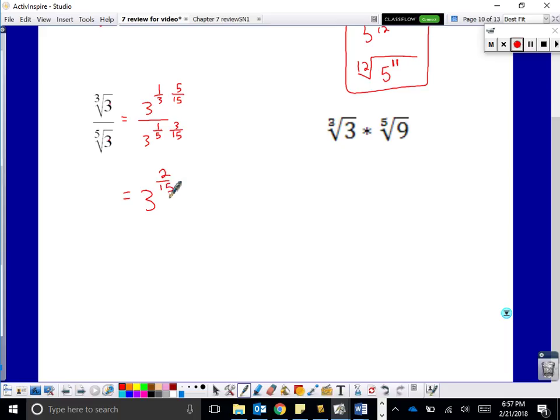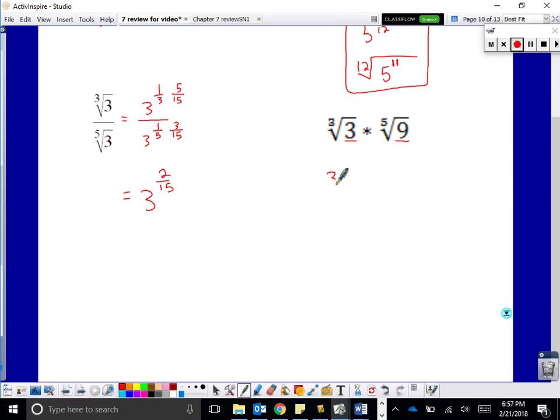Last one, if we look at this, I see I don't have the same base, I don't have the same exponent. So if you remember from our notes, we said, well, what if that happens? What if I don't have same base or same exponent? We say that you have to force it to be the same base. So we're going to rewrite this so that they do have the same base.